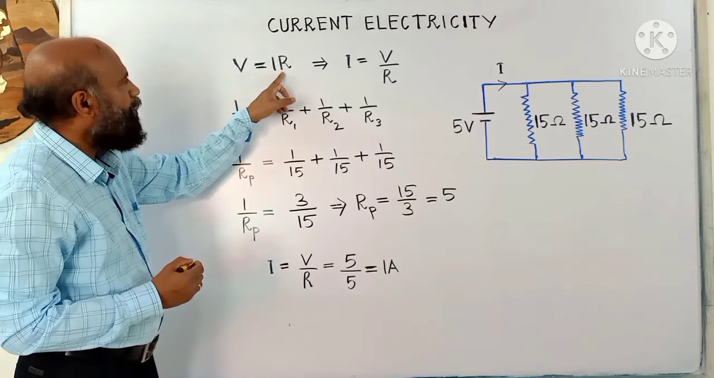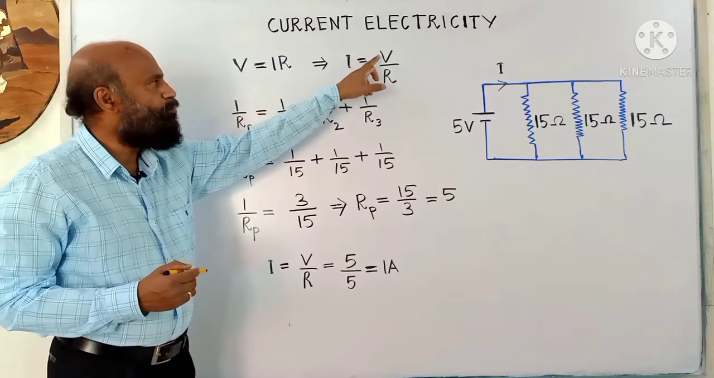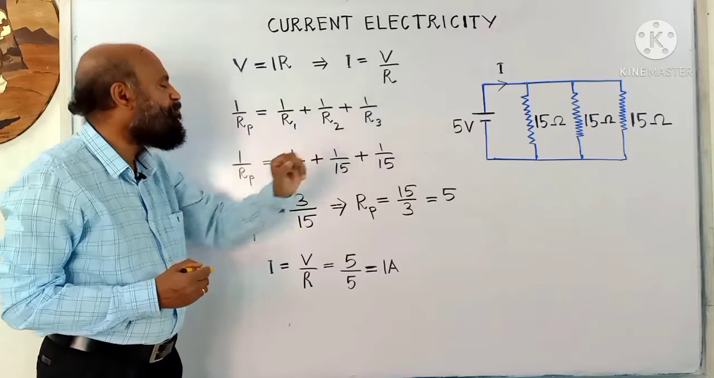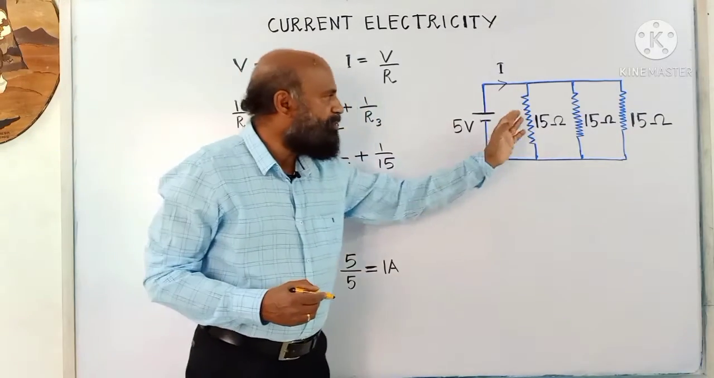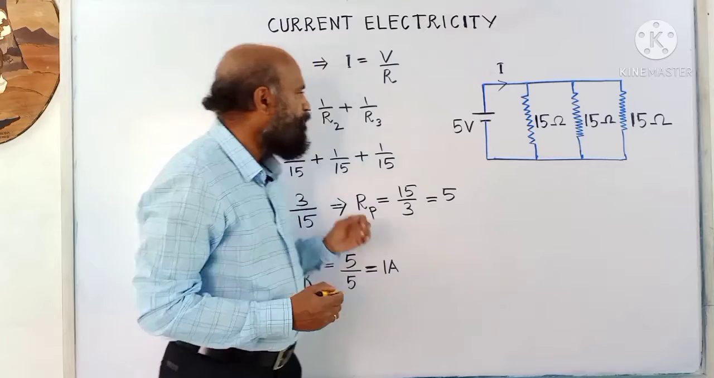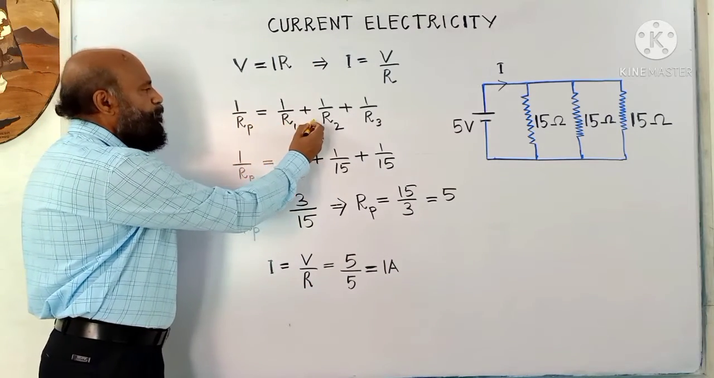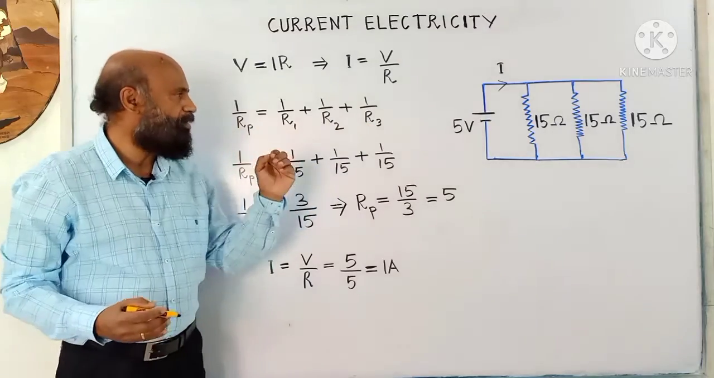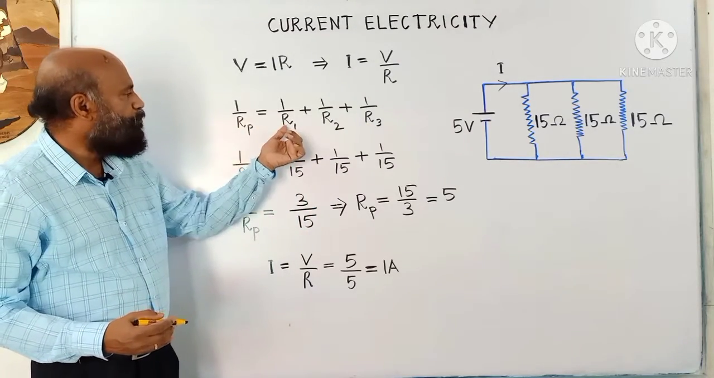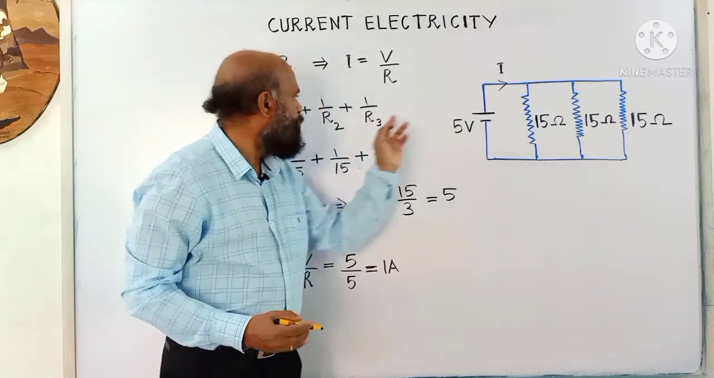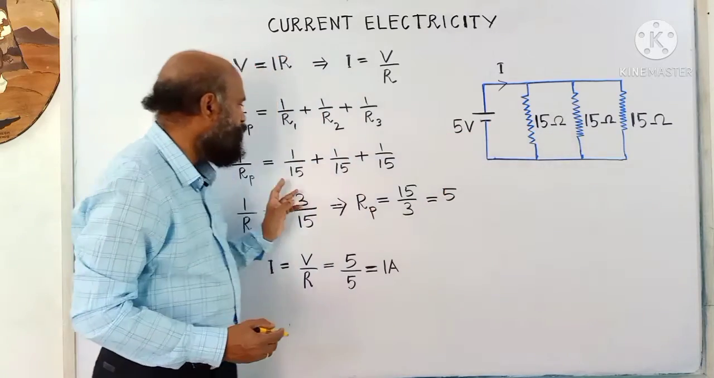V is equal to IR. Then you can get the current is equal to voltage divided by resistance. When resistances are connected in parallel, effective resistance is given by this relation. 1 by Rp is equal to 1 by R1 plus 1 by R2 plus 1 by R3. So 1 by Rp is equal to 1 by 15 plus 1 by 15 plus 1 by 15.